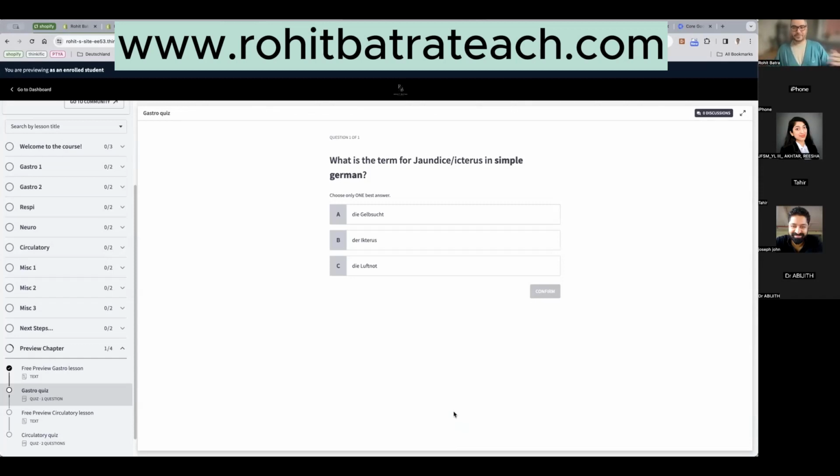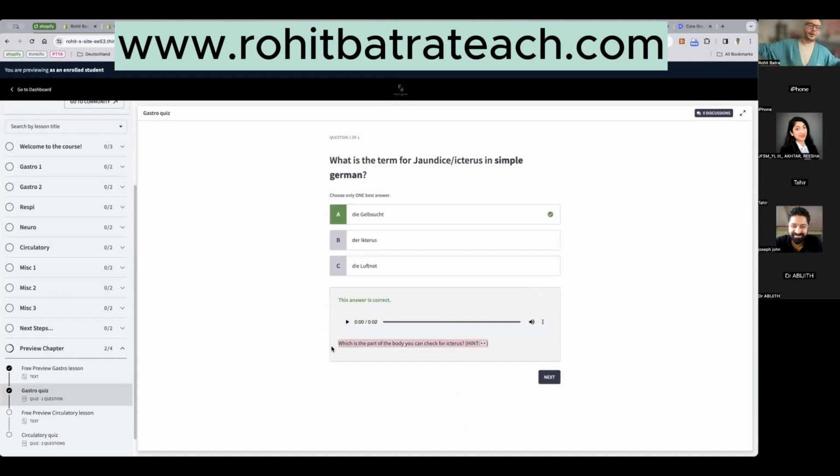So, for example, Jaundice, icterus in simple German is called die Gelbsucht. And then there's this fun thing that comes up. Which part of the body can you check for icterus? If you know the answer, go ahead and write it. Gelb is yellow. You're right, Dr. Shahid. But tell me, where do you check icterus in a patient? Just write it in the comments. It's something you must have learned during medicine. Look at the hint. It's supposed to tell you exactly where.